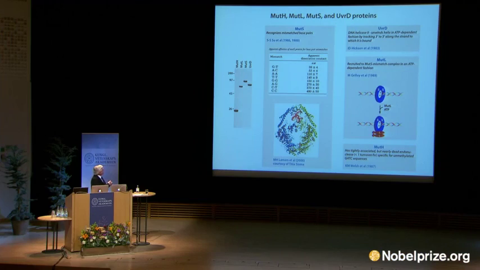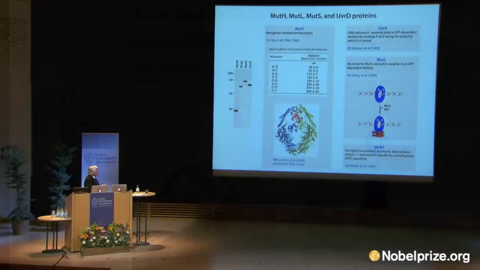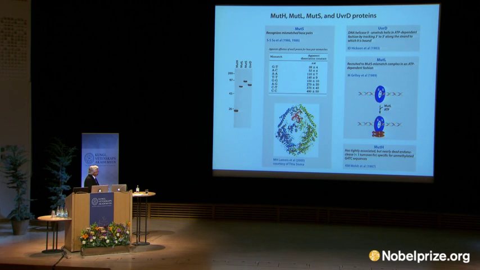Well, just to try and figure out how this reaction works, we isolated the MutH, MutL, MutS, and UVRD gene products. We knew from the work of Peter Emerson's lab that UVRD encodes an enzyme called DNA helicase 2 that unwinds the helix in an ATP-dependent fashion, but the nature of the other 3 proteins was not known. And Michael Su quickly showed that MutS is responsible for mismatch recognition, a conclusion that's beautifully confirmed in this crystal structure of a MutS dimer bound to a GT mismatch that was solved in Tisha Sixman's lab.